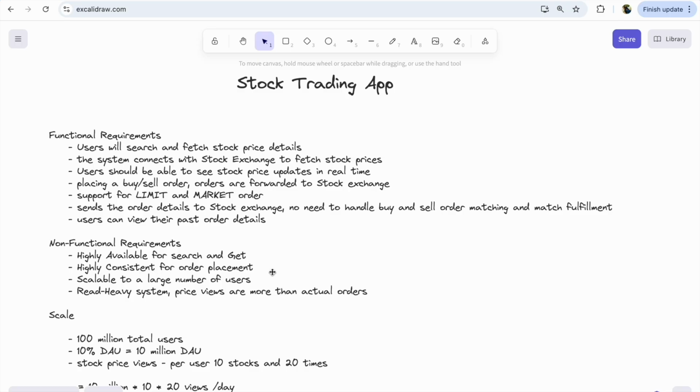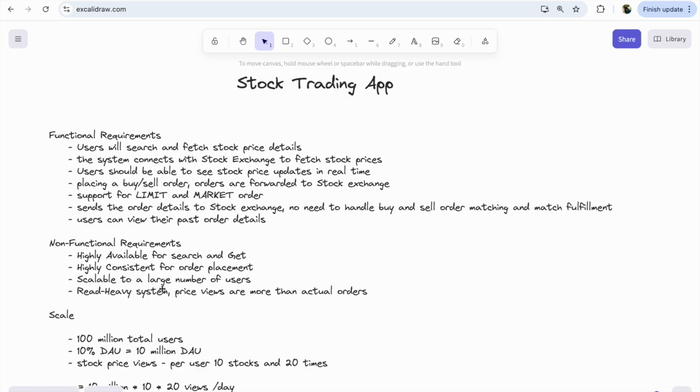Next, highly consistent for order placement. So the order placement should be highly consistent, but what does that mean? Let's say the money is deducted, the payment is successful, but the order status hasn't changed, right? The order has failed. So this kind of inconsistency should not happen in our system.